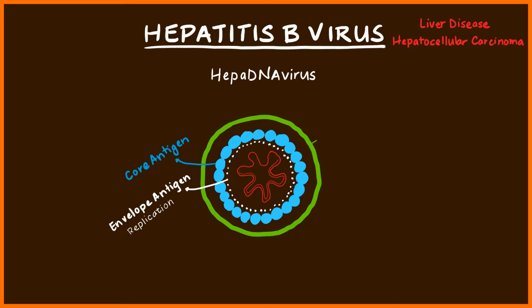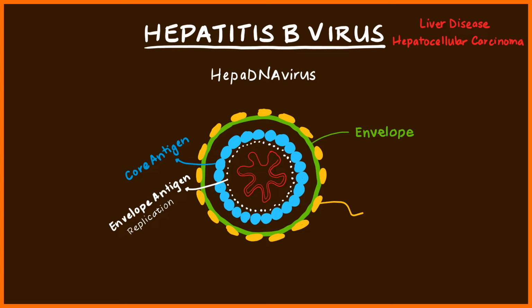Around this nucleocapsid layer, we have the envelope. And this envelope is studded with a specific antigen, which is known as the surface antigen, because of course it's on the surface of the virus. And this surface antigen is very important when we're detecting infection and even immunity. So this is the structure of the hepatitis B virus.